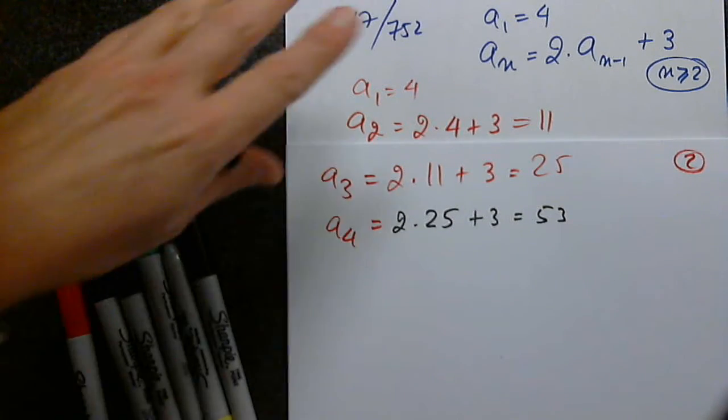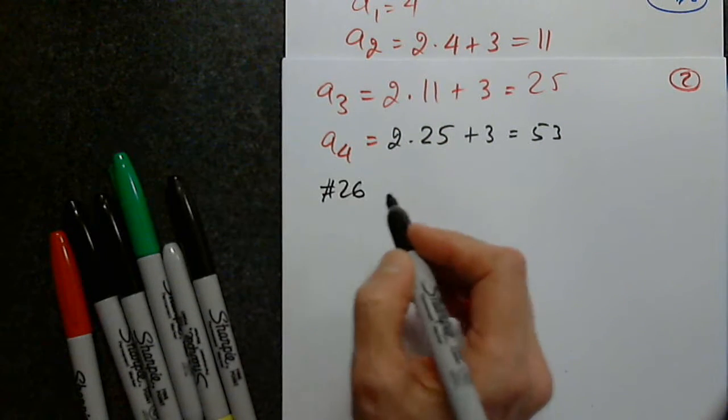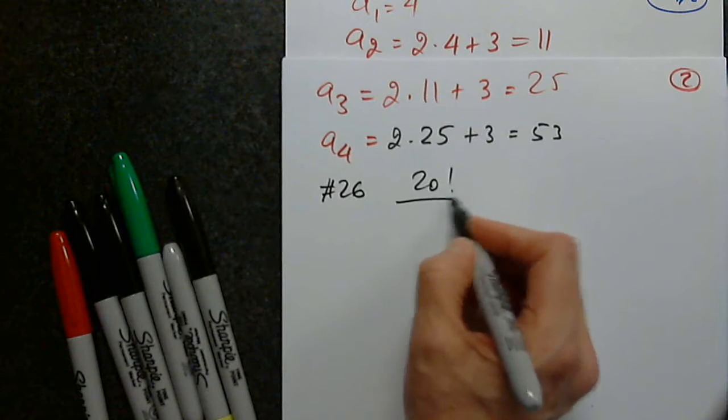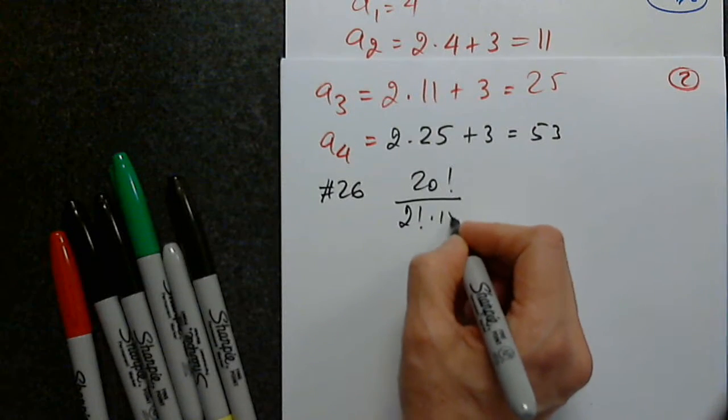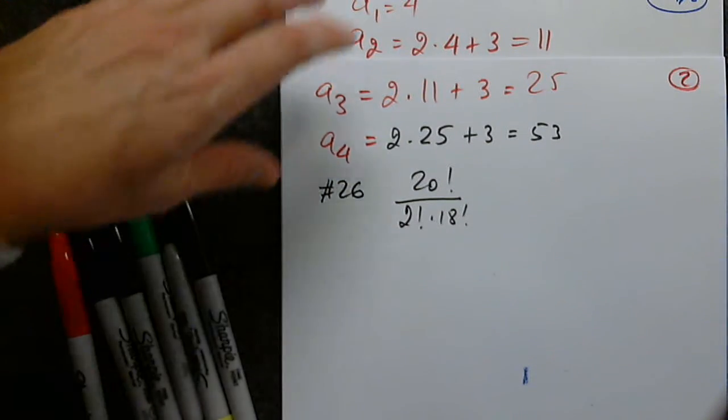So let's take a look at simplifying, let's say, number 26. In 26, we have 20 factorial divided by 2 factorial times 18 factorial. I will also show you how to put this in the graphing calculator.